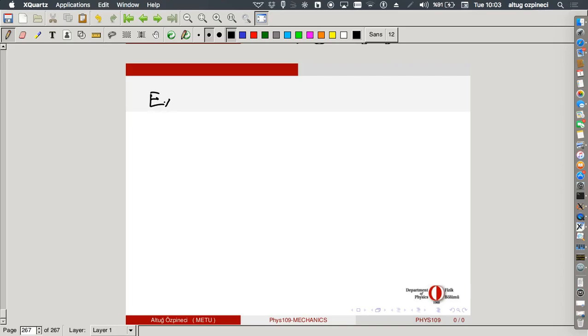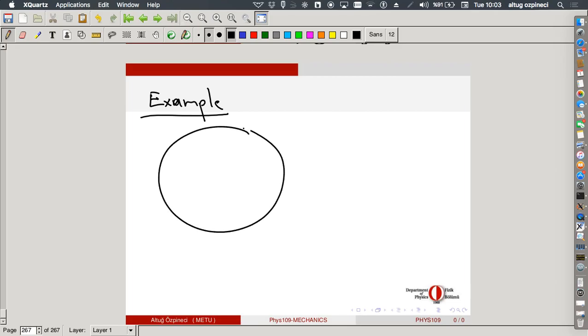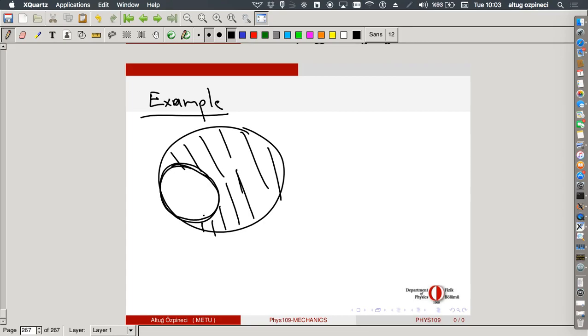Now, this way of combining the centers of mass of different objects, if you know the center of mass of one object and the second object, you can combine them. It allows you to calculate the centers of mass of more complicated objects. For example, let's take an example. Where is the center of mass of this one? Let's say this is a disk of radius R1, this is a disk of radius R2, and the mass density is rho. This is surface mass density.